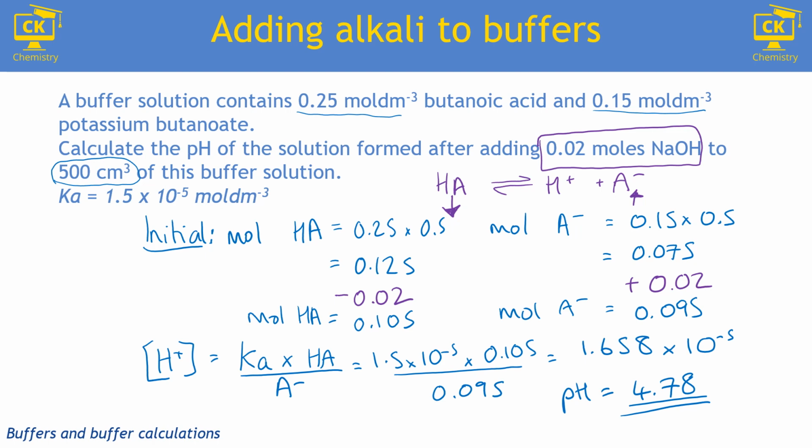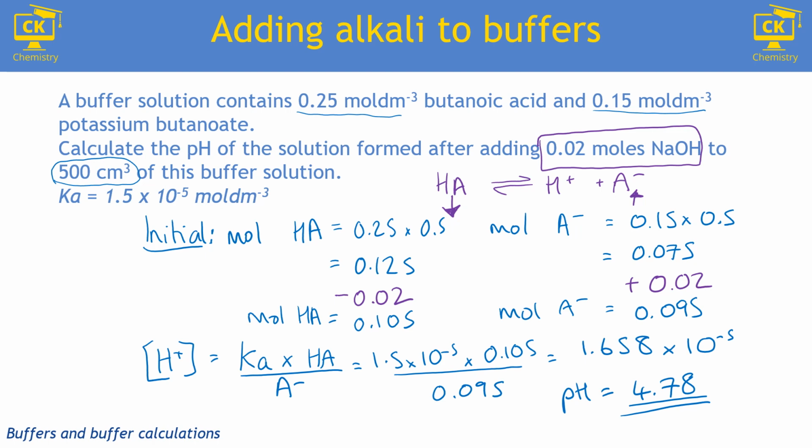Again, it's relatively straightforward for me to compare this with what the solution was before I added the alkali, and it was 4.6. So again, less than 0.2 of a pH change from adding quite a significant quantity of sodium hydroxide. That would be enough to make the same volume of water go to at least pH 10, 11 from 7. So huge jump in pH. Whereas this has only gone up a tiny amount.